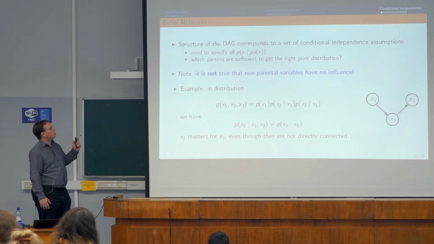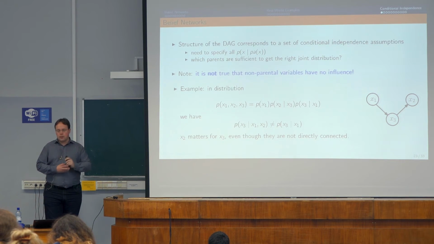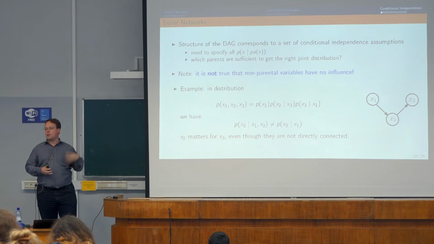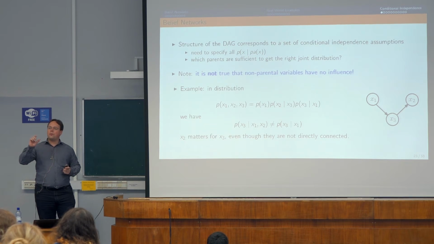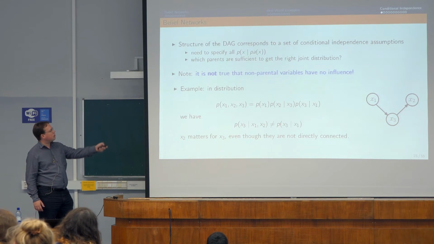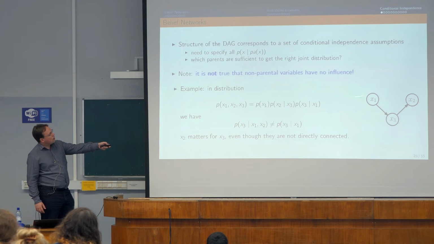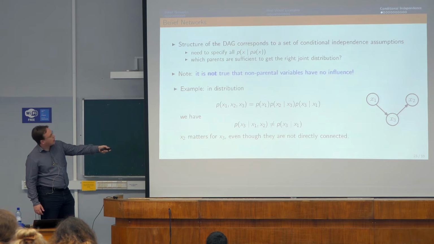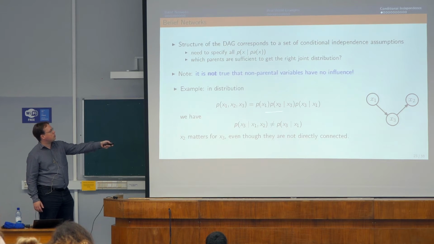It's important to note that it's not true that a variable is independent of everything that is not a parent. It's not that variables that are not your parents have no influence on you. For example, let's look at this distribution with 3 variables. The model tells you that 1 is conditioned on nothing, so you have p of 1. 2 is conditioned on 3, and 3 is conditioned on 1. Right? So that is the graphical representation of this factorization.